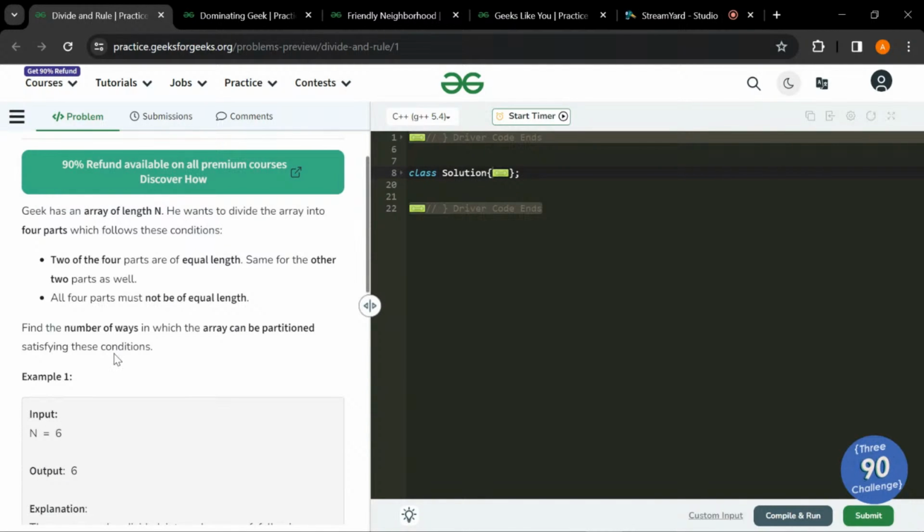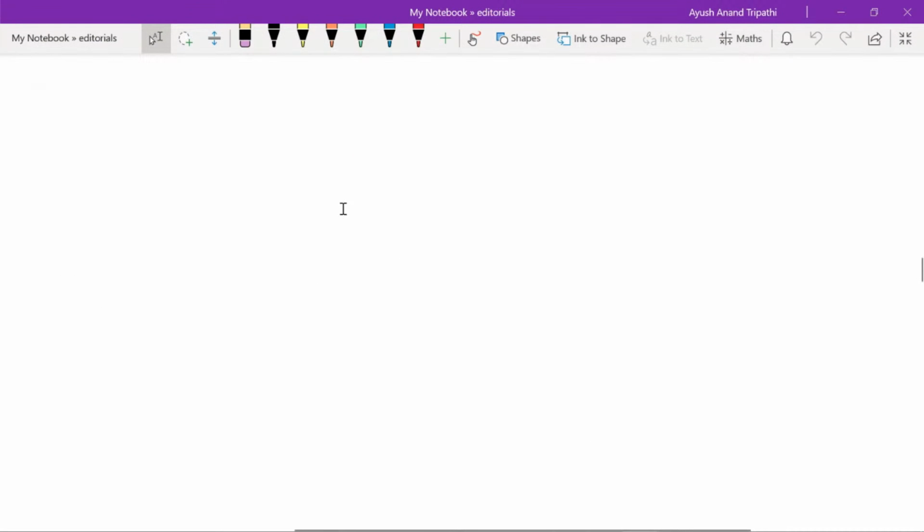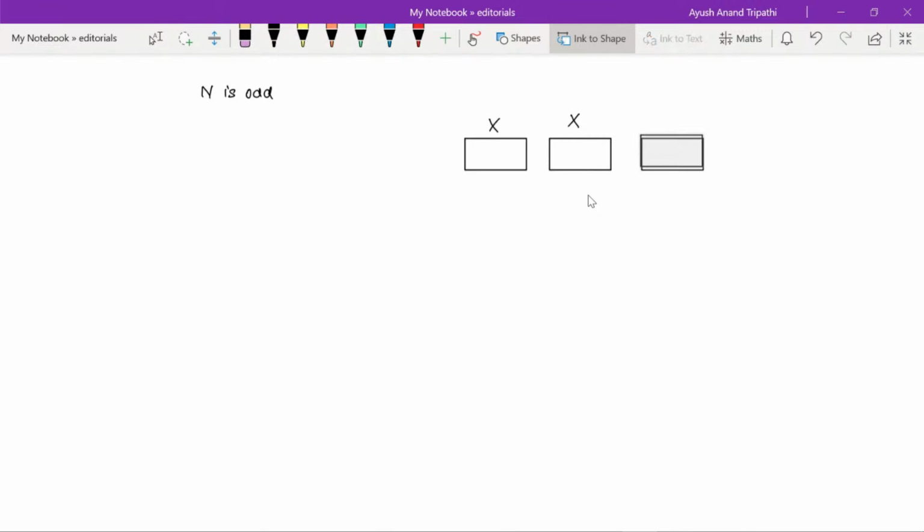So the very first thing: if n is odd, then the answer is never possible. Let me tell you why. If n is odd, then the answer can never be possible, because Geek divides this array into 4 parts, right? The length of the first 2 parts will be the same, and the length of the other 2 parts will also be the same. Let the length of the first part be x, then the length of the second part must again be x, then the length of the third part, let's say it is y not equal to x, and the length of the fourth part, again y.